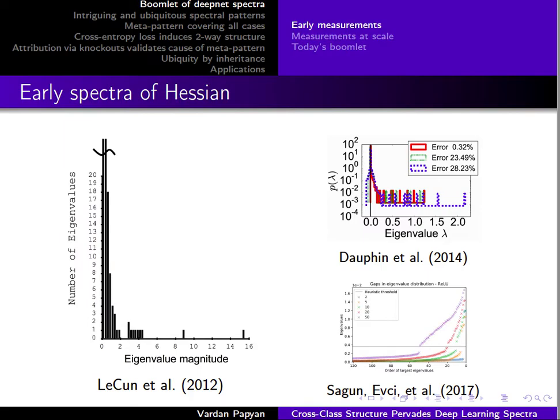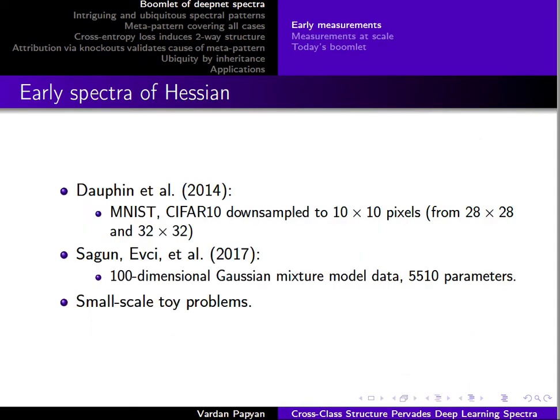And what happened as a result is that people made other measurements following LeCun's work. So in 2014, Dauphin and co-authors made the measurement on the top right, which is another form of a histogram. And in the bottom right, you can see another form of measurements of eigenvalues of Hessians. Now, what's important to understand about these measurements is that the measurements by Dauphin were on MNIST and CIFAR10, downsampled to 10 by 10 pixels. And these data sets are originally of size 28 by 28 or 32 by 32. So that's a considerable amount of downsampling.